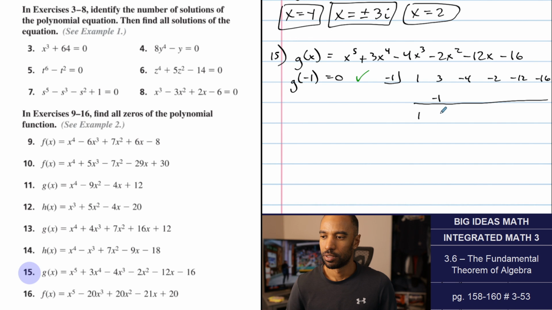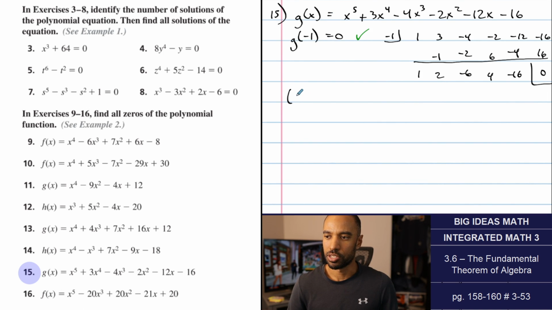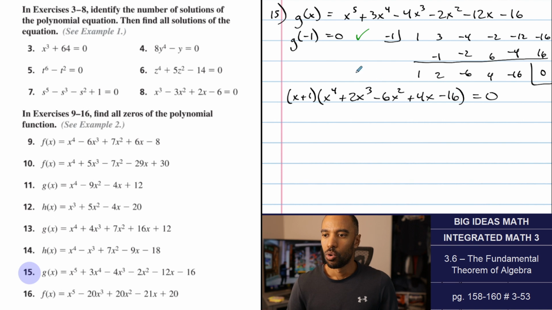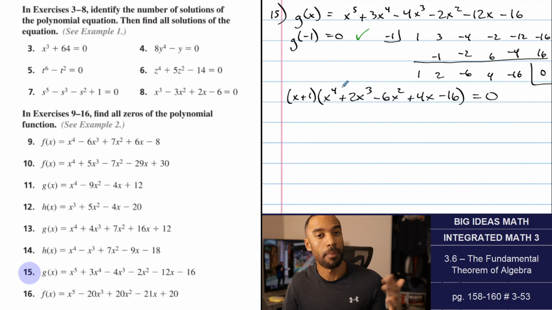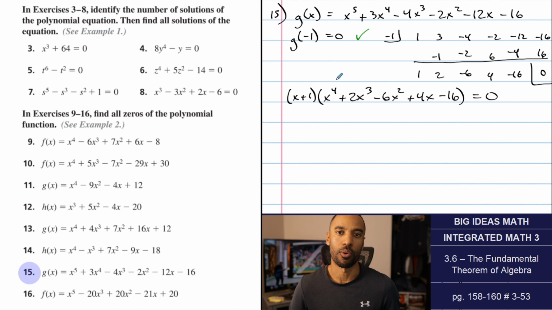All right, here we go. Okay, so we got to this guy here. This now factors to x plus 1 times x to the 4th plus 2x cubed minus 6x squared plus 4x minus 16. Once again, I want to try. So 1 won't work here if it didn't work the first time. -1 may work again. I want to try that first before going on to plus or minus 2, plus or minus 4, plus or minus 8, plus or minus 16. So let's try -1 again.